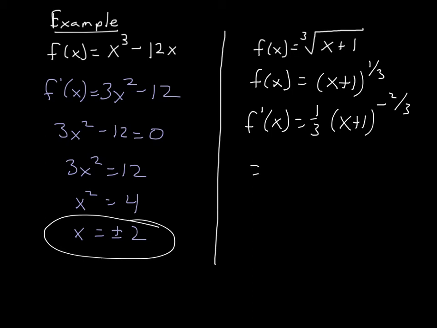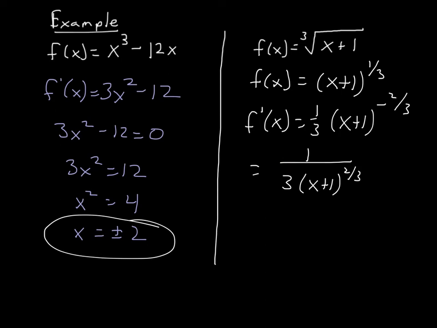which I can look at and say that is equal to 1/3 times x plus 1 to the 2/3 power in the denominator. Now, my critical numbers occur when our first derivative is 0 or undefined. In this particular problem, I'm not going to have any critical numbers when it's 0, because the numerator is already 1 and there's no variable up there. The only time a fraction can ever equal 0 is when the numerator is equal to 0. And since 1 can never equal 0, I'm not going to get any critical numbers by setting this equal to 0.